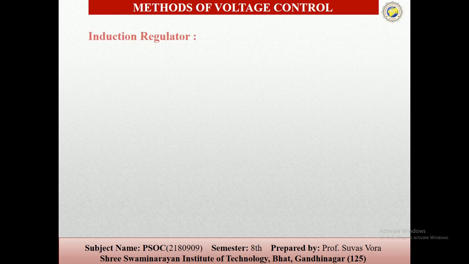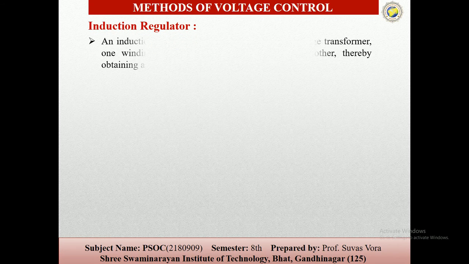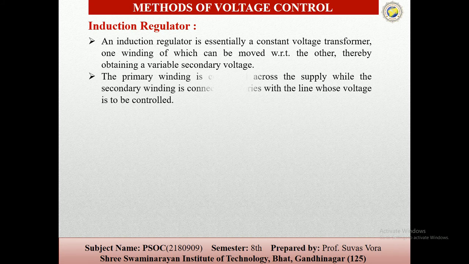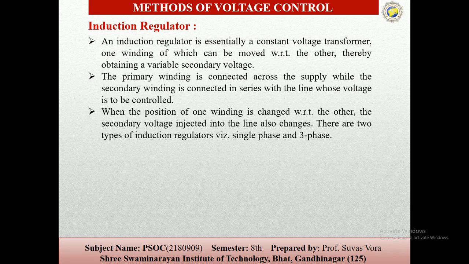In the last lecture we saw the induction regulators. Induction regulator is essentially a constant voltage transformer. One winding of the transformer is moved with respect to the other, and thereby we obtain a variable secondary voltage. The primary winding is connected across the supply, while the secondary winding is connected in series with the line whose voltage is to be controlled. The position of one winding is changed with respect to the other.